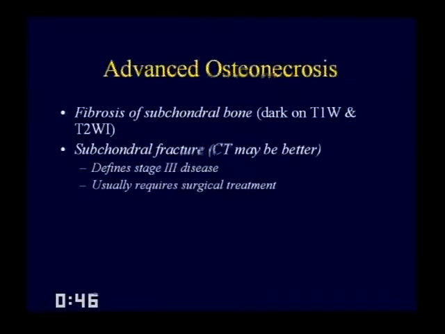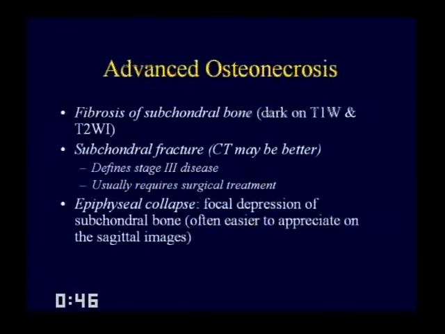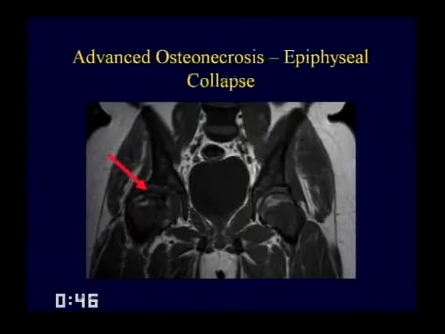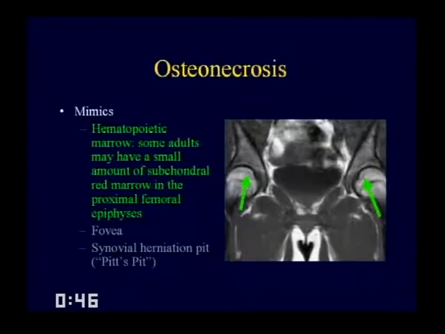CT may actually be better for this, especially these newer multi-detector CTs can better define stage 3 disease, and this is the stage that usually requires surgical treatment. Epiphyseal collapse, you'll see focal depression of the subchondral bone. It's often easier to appreciate on the sagittal images. And finally, end stage is osteoarthritis. There's an example. The patient has sickle cell disease, has some abnormal marrow over here, and this right femoral head is just collapsed. Some mimics you don't want to get confused about.